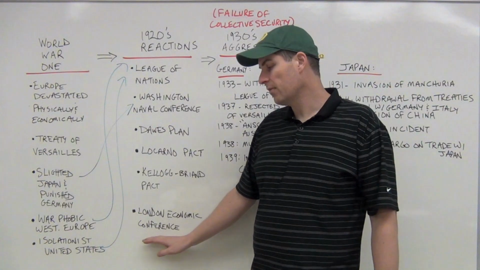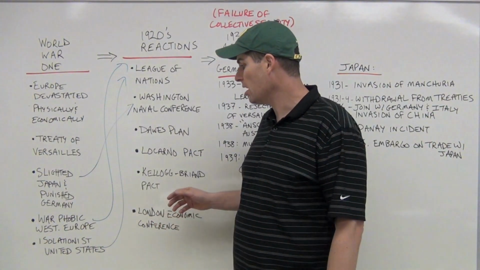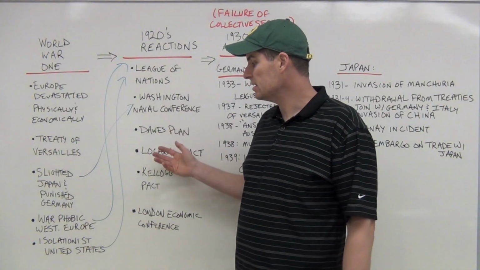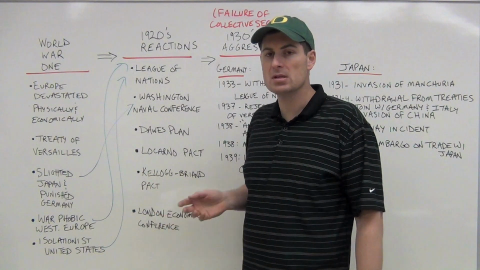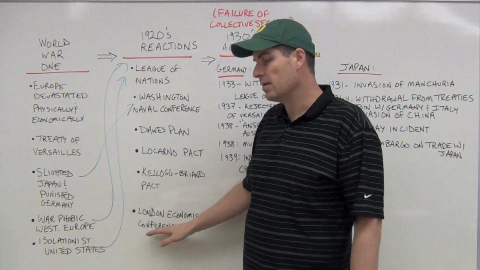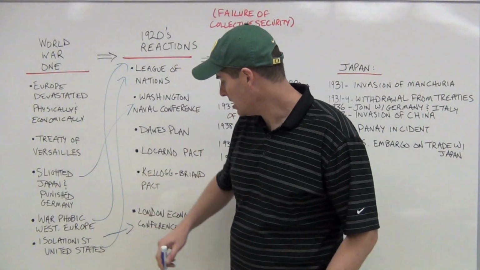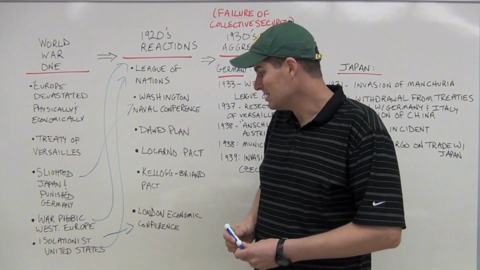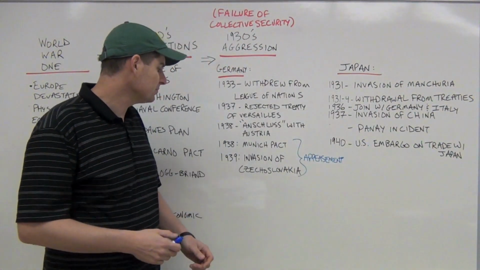The London Economic Conference. The United States refuses to engage as European countries are trying to find ways to stabilize the economies of Europe. The United States doesn't want to be involved. And this again is kind of showing that isolationistic United States. The United States is like, hey, whatever, but just leave us out of it. We don't want anything to do with this.